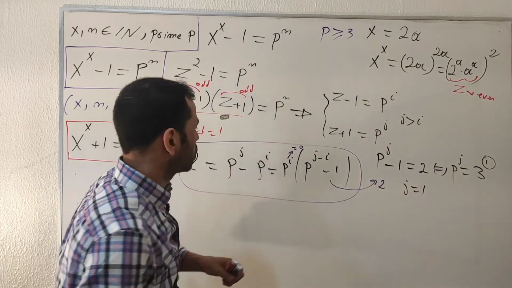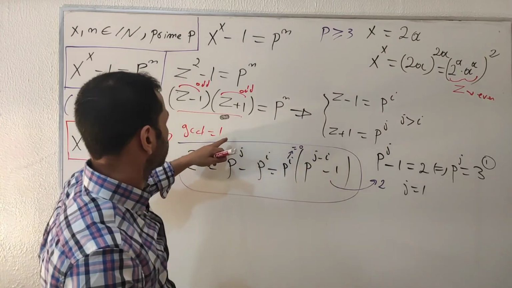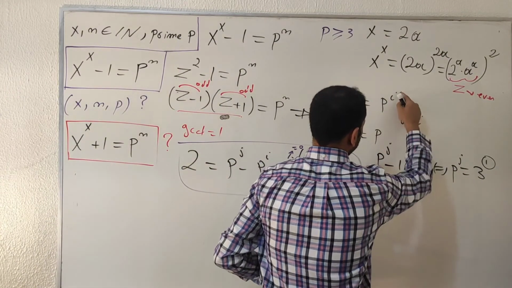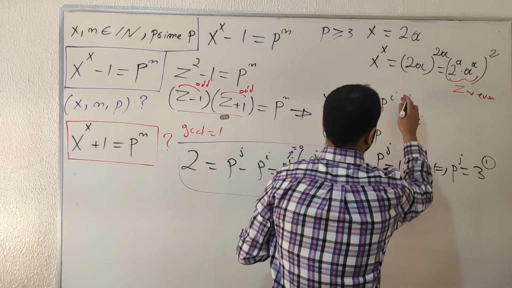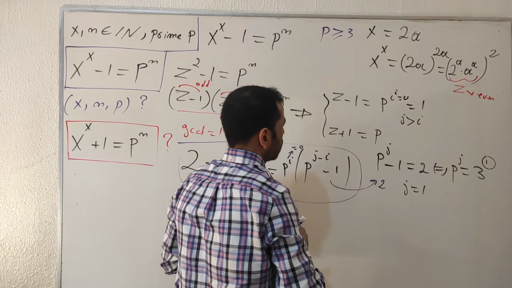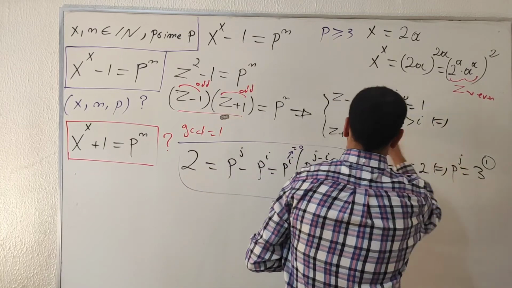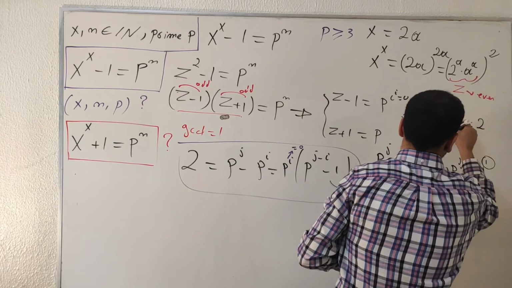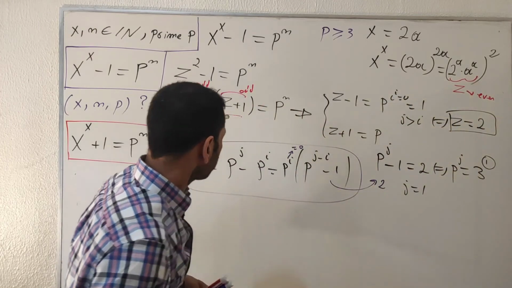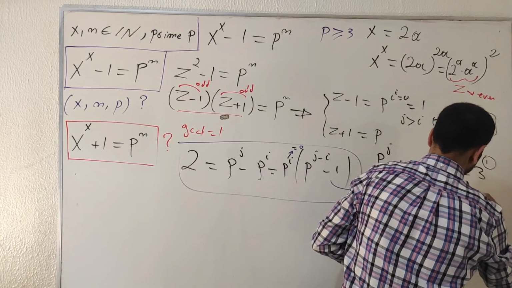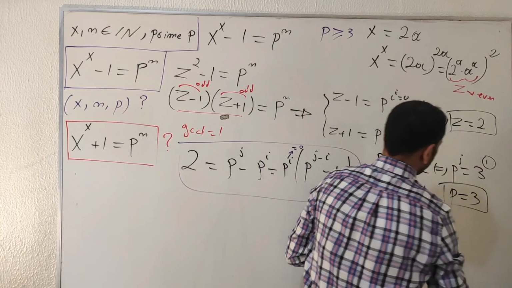I'm simply going to take this value of j and insert it into the above equation. j will be 1, p to the i will be 1 since i is 0, which means the whole thing equals 1. So I'm simply going to extract z from here. I will have z equals 1 plus 1, which is 2. Now I found the value of z: z equals 2. I found p as a prime number equals 3. So I got two values.